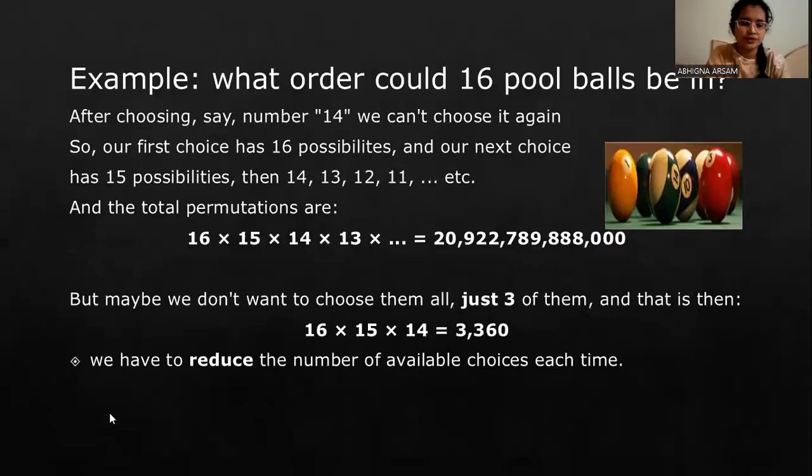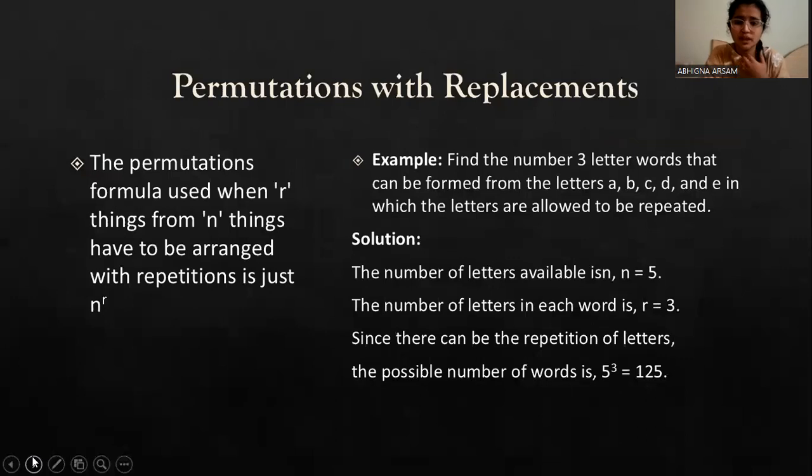Let us move into the next slide. Permutation with replacement, or permutation with repetitions. Here it is also similar to the permutation, but the only difference is we can select the element multiple times. In such cases we can directly use n power r. The number of permutations where r things from n things have to be arranged with repetition is just n power r. We can directly use the formula n power r.